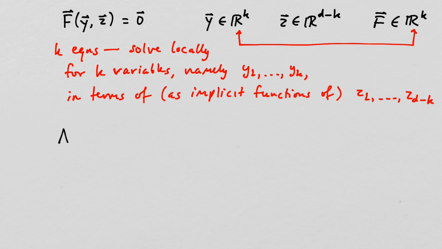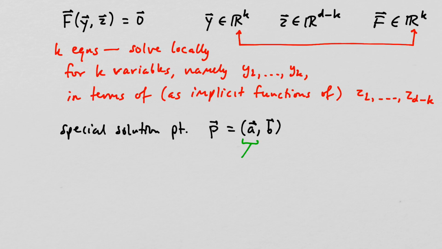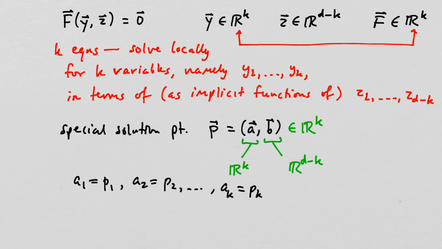Now, actually, first I should say, the special solution point has to be broken down. It's P, but we have to break it down into two groups of coordinates. The first k coordinates, let's call A, and then the last d minus k coordinates, let's call B. So when you concatenate those, you still get d coordinates in total. So another way to say this is that A1 is P1, A2 is P2, Ak is Pk, but then B1 is P(k+1), B2 is P(k+2), and finally B(d-k) is Pd. So we split up the coordinates of P into these two groups, and we call one group A and the other group B.